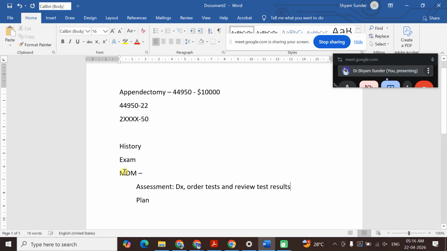Based on the history, examination, and the test results, the physician makes a final diagnosis, isn't it? Now, what is plan? Plan includes the treatment plan. Treatment can be medication or procedures. Procedures means it can be a medical procedure or surgical procedure. That is plan. So these are the components of E&M. This is MDM, a very critical portion, medical decision making.